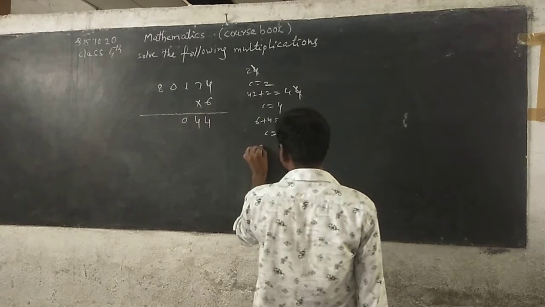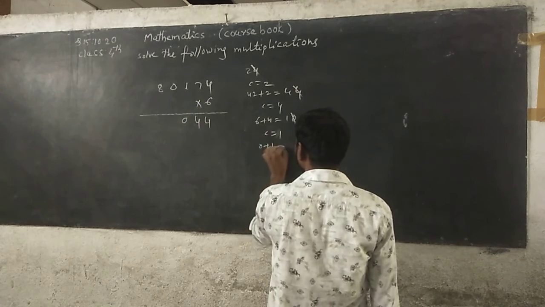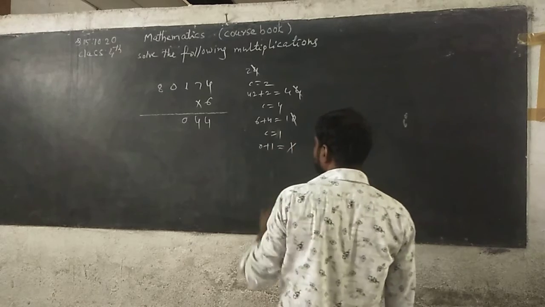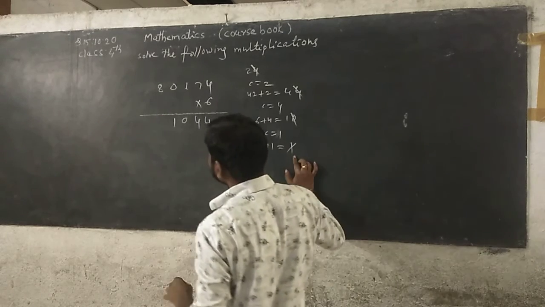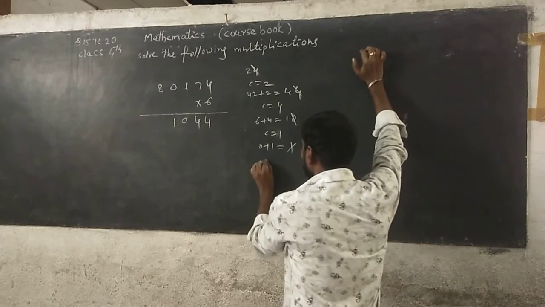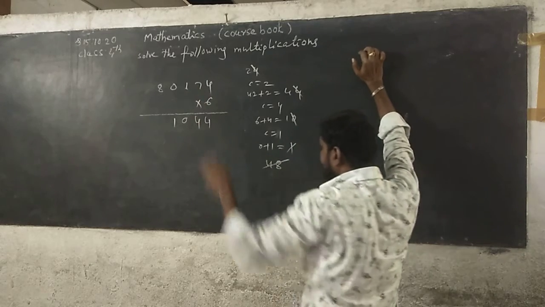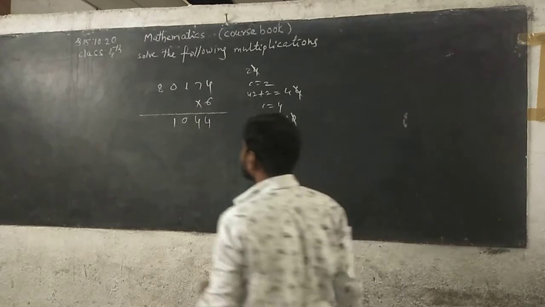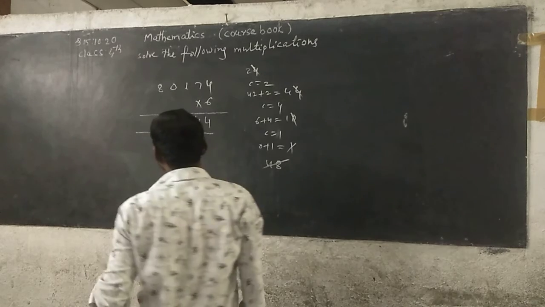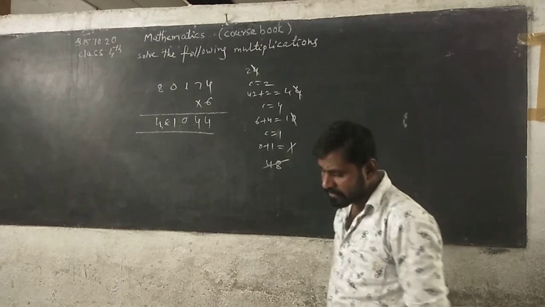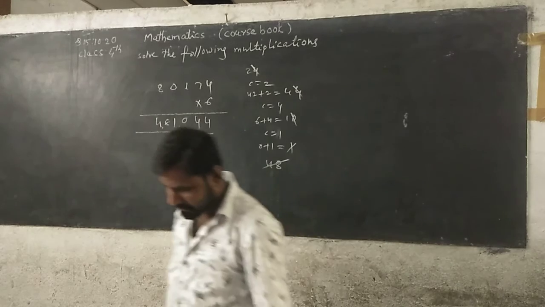6 0s are 0. So carry over here 1. 0 plus 1 is 1. So this is a 1-digit number, you can write down here. Means thousands place. Next 6 8s are 48. That is the last digit of the given number. So you can write 48 totally. 4,81,044 is the product. Now next, word problem.